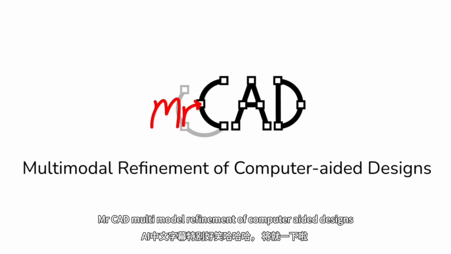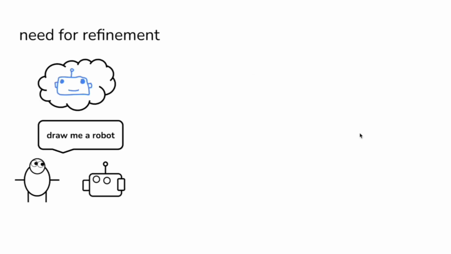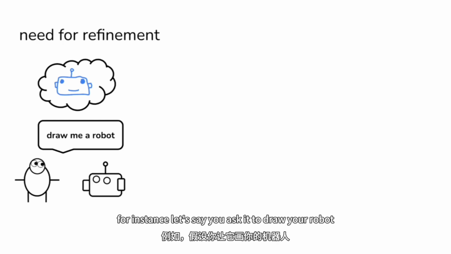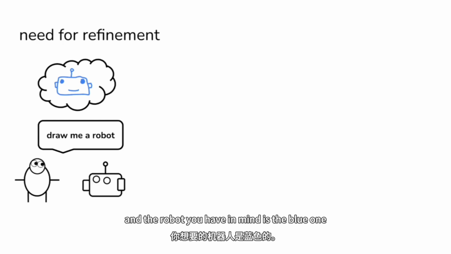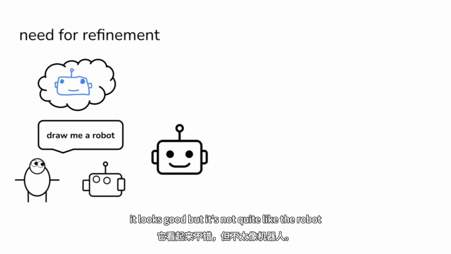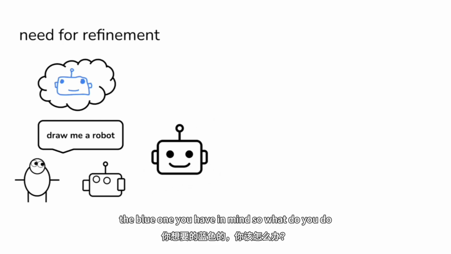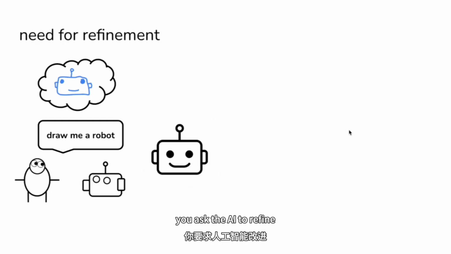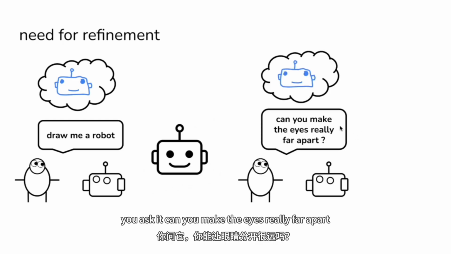MRCAD: multimodal refinement of computer-aided designs. There's a need for refinement when interacting with AI models. For instance, let's say you ask it to draw you a robot, and the robot you have in mind is the blue one. It will create you a robot. It looks good, but it's not quite like the blue robot you have in mind. So what do you do? You ask the AI to refine. You ask it, can you make the eyes really far apart?